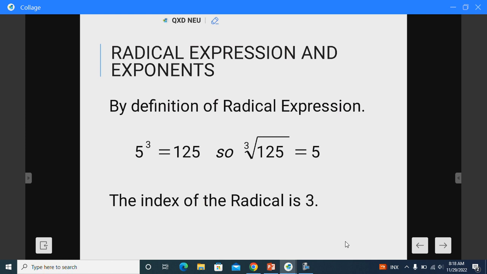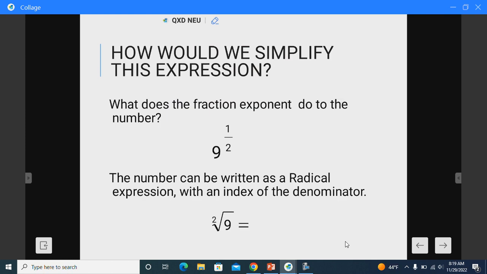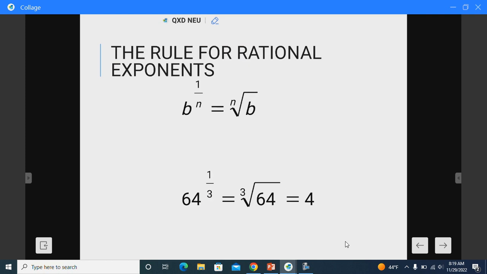Next. What does the fractional exponent do to the number? 9 to the power of 1/2: the number can be written as a radical expression with the index of the denominator, the square root of 9. How about here? Again, b to the power of 1/n, that is our n here, and 1 there. How about here? 64, the 3 is outside, and the 1 is outside. So the cube root of 64 will give us 4. Double check it in your calculator.